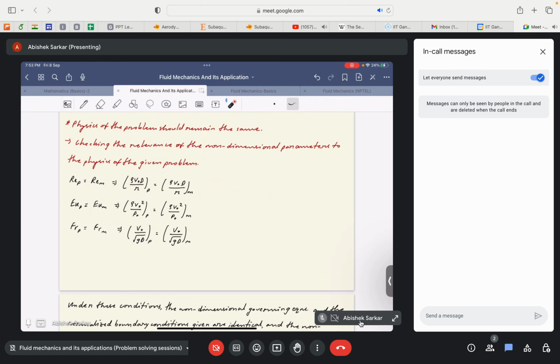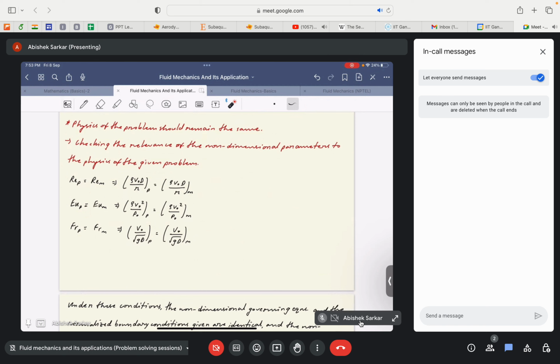We need to look at which flow parameter or physical force is actually driving or governing the flow. And once we know that, we can neglect the others and then compare these two forces or driving factors in the flow field and then finally arrive at a particular non-dimensional number that we need to match.